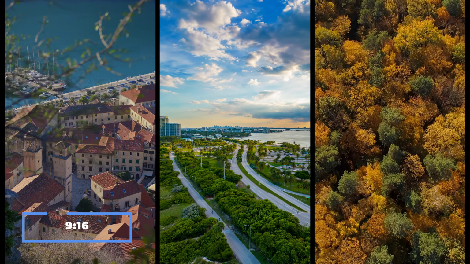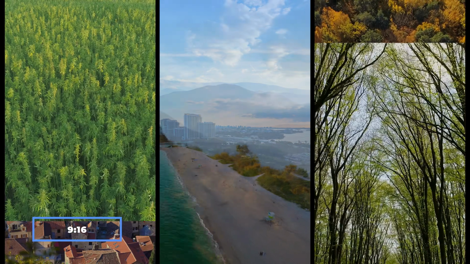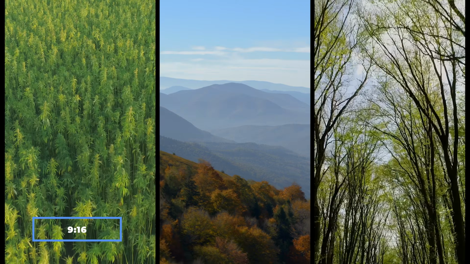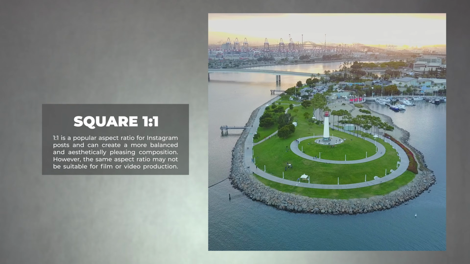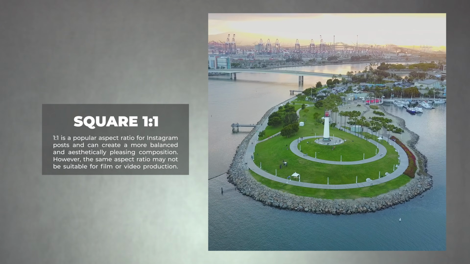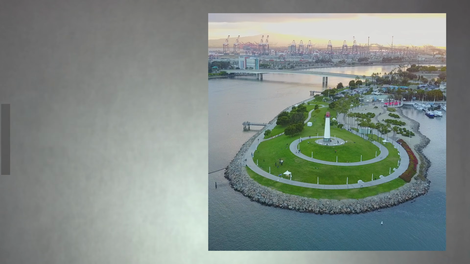For social media, vertical video with a 9:16 aspect ratio is becoming increasingly popular due to its mobile-first nature and is incredibly user-friendly on platforms like Instagram and TikTok. Different aspect ratios can affect how the image or video appears on different devices and platforms. For instance, a square 1:1 aspect ratio is popular for Instagram posts and can create a more balanced and aesthetically pleasing composition. However, the same aspect ratio may not be suitable for film or video production. That's why it's critical to consider the intended purpose and audience when choosing the right aspect ratio.